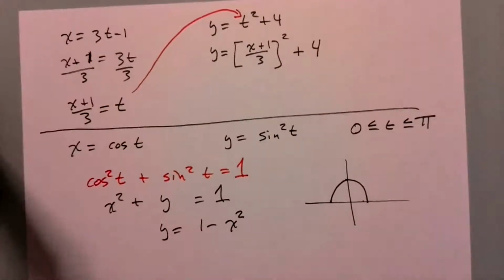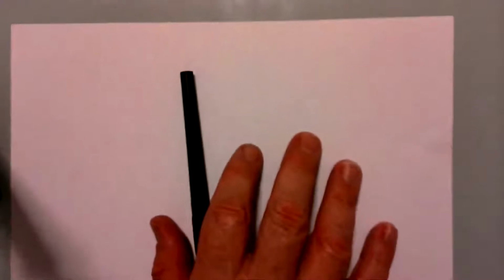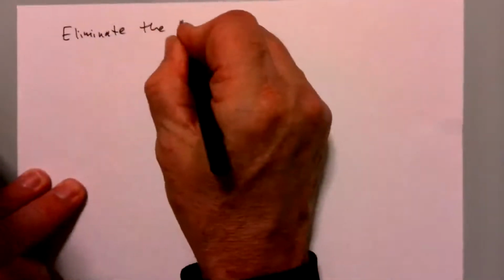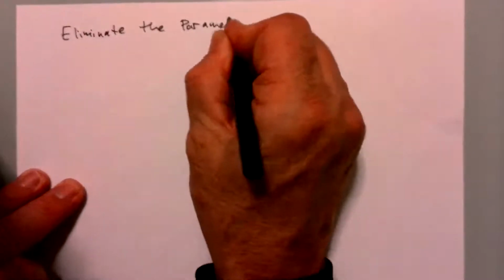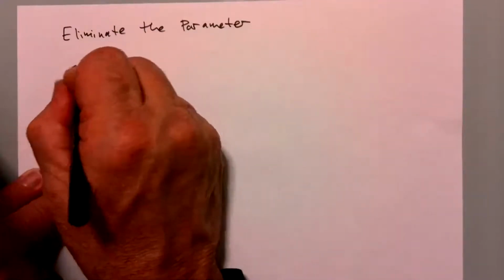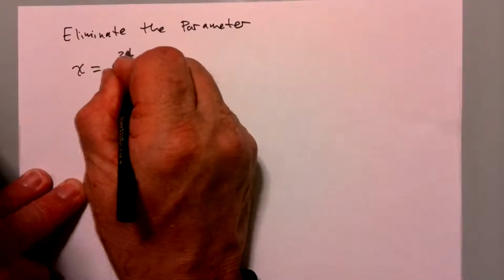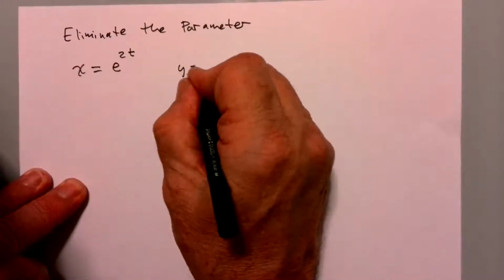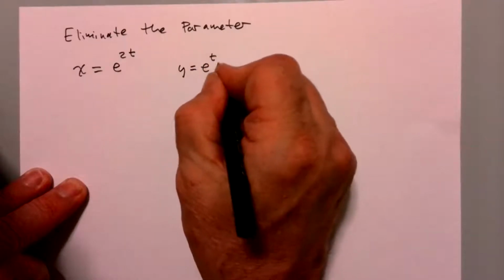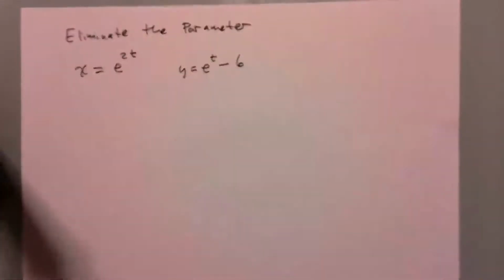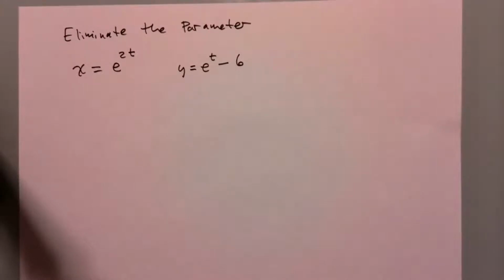Okay, let's do another one, same kind of argument. We want to go ahead and eliminate the parameter. That's what this would be called. Just so we're clear on our directions, eliminate the parameter. And I have x is e to the 2t, and I'll have y is equal to e to the t minus 6.